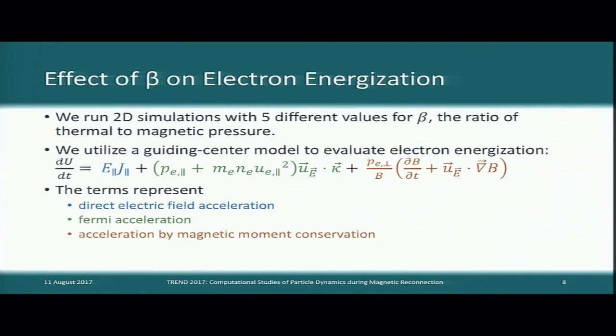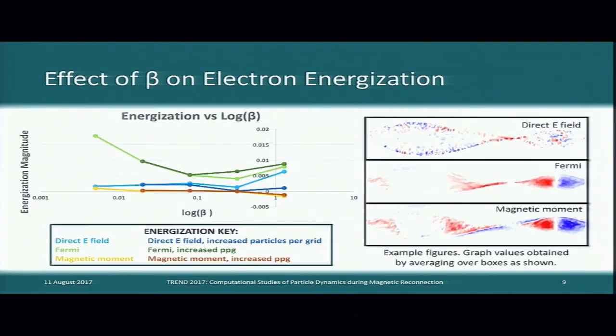So the second part of my project was on looking at the effect of beta on electron energization. Beta is the ratio of thermal to magnetic pressure. We are doing 2D simulations with 5 different values of beta. And we utilized a guiding center model to evaluate this electron energization, which just means that it omits the small scale movement of the electrons in favor of the overall particle movement. And these terms represent direct electric field acceleration, Fermi acceleration, and acceleration by magnetic moment conservation.